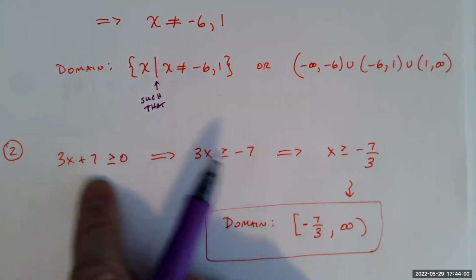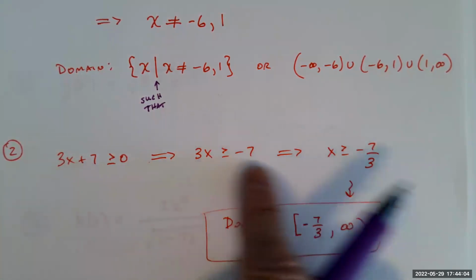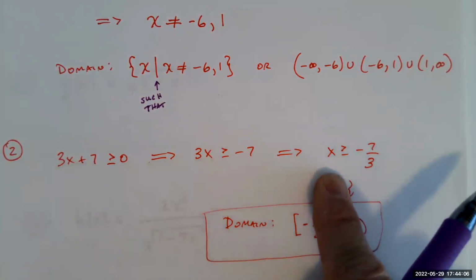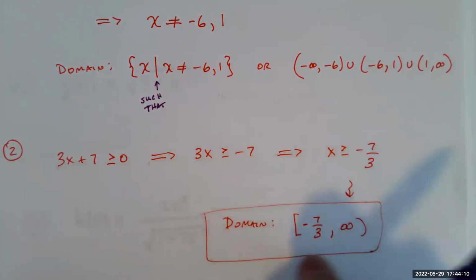So this is just solve this linear inequality, right? Subtract 7 from both sides, divide by 3, and we get x is greater than or equal to -7/3. So in interval notation, notice the bracket because we include -7/3. There's the domain, anything greater than or equal to -7/3.